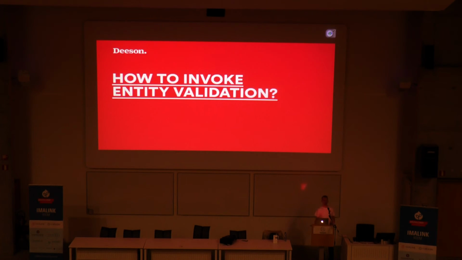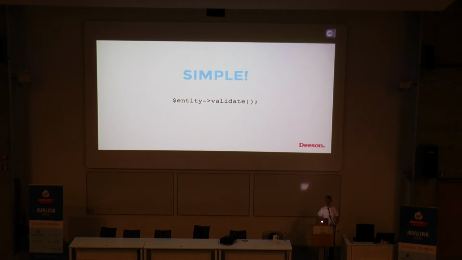So how do you invoke this? It's quite simple actually. When you have an entity, you just call validate on it. Or if you want to validate a single field of an entity, you just get that field and then validate it.